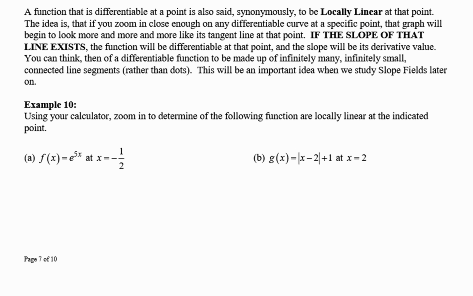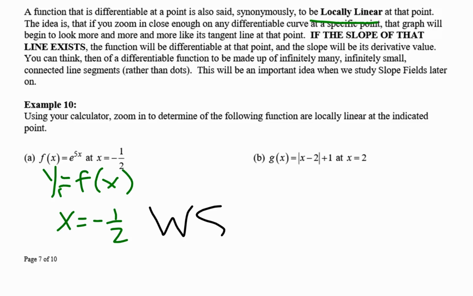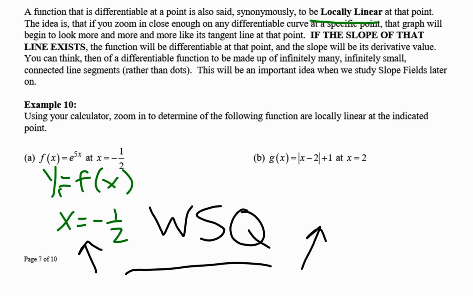A function that is differentiable at a point is said to be locally linear at that point, because if you keep zooming in, zooming in, zooming in, the slopes kind of blend together. Now this is something you're going to have to do with your calculator, but I want you to graph the f of x function in y1 and look at x equals -1/2. You've got to get a little bit good with your calculator and zoom in and in and in, and determine if each of these are locally linear. So just put part A yes or no, part B yes or no. You can describe it if you would like.